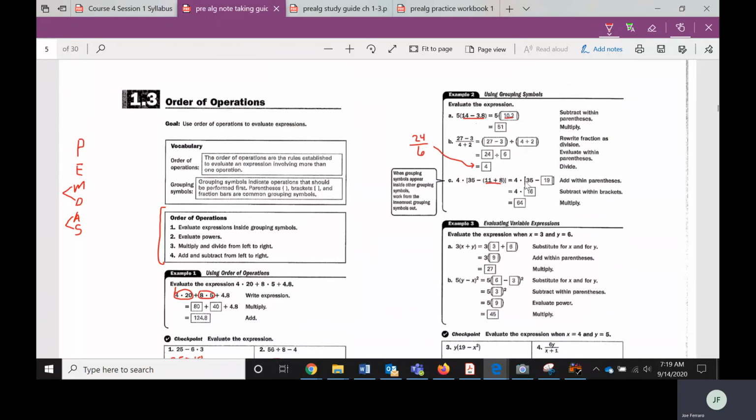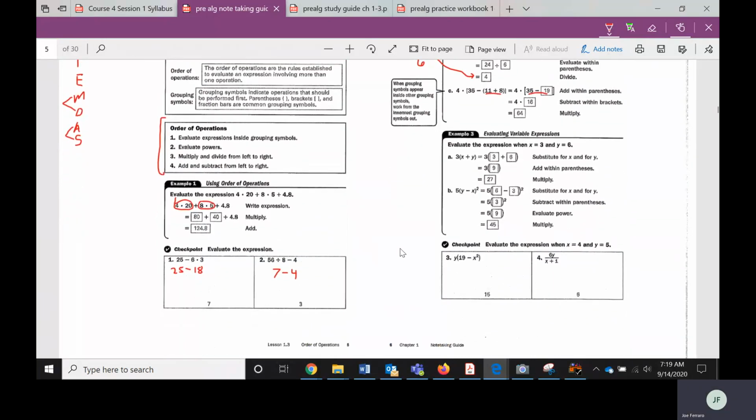Okay. Now we still have this bracket symbol. That's a grouping symbol, counts as like parentheses. So we're going to subtract that. And so 35 minus 19 is 16. Okay, and now remember dot means multiplication. So now we just go 4 times 16 is 64.